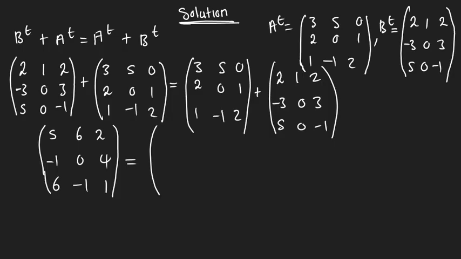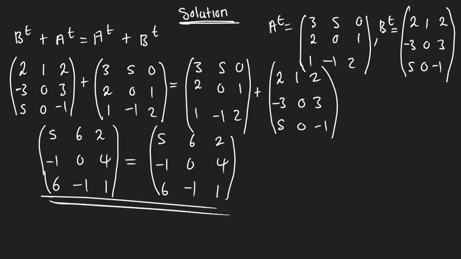3 plus 2, 5. Okay, 5 plus 1, it's a 6. 0 plus 2, it's a 2. 2 plus negative 3, negative 1. 0 plus 0, 0. 1 plus 1, 4. 1 plus 5 is 6. Negative 1 plus 0, negative 1. 2 plus negative 1 is positive 1.